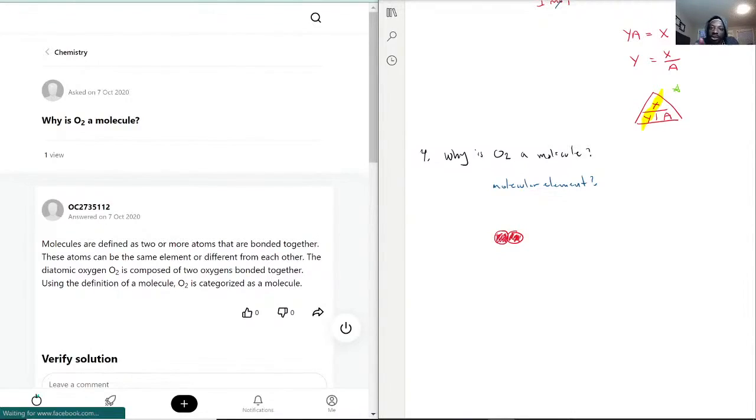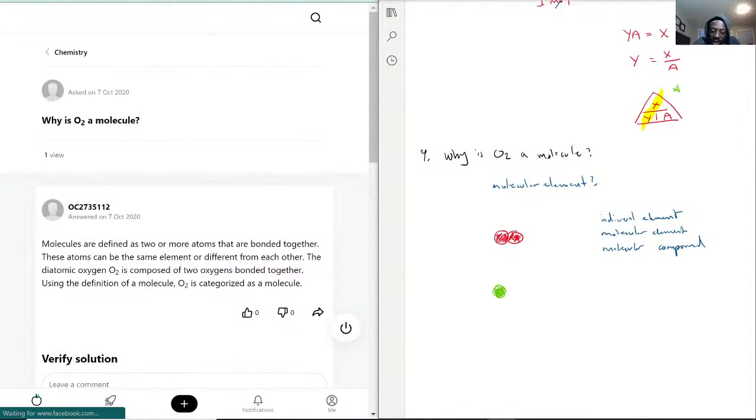So there are three different types of definitions we have to familiarize ourselves with. We have an individual element, and then we have a molecular element, and then we have a molecular compound. To describe each of the three, an individual element is just an element by itself.